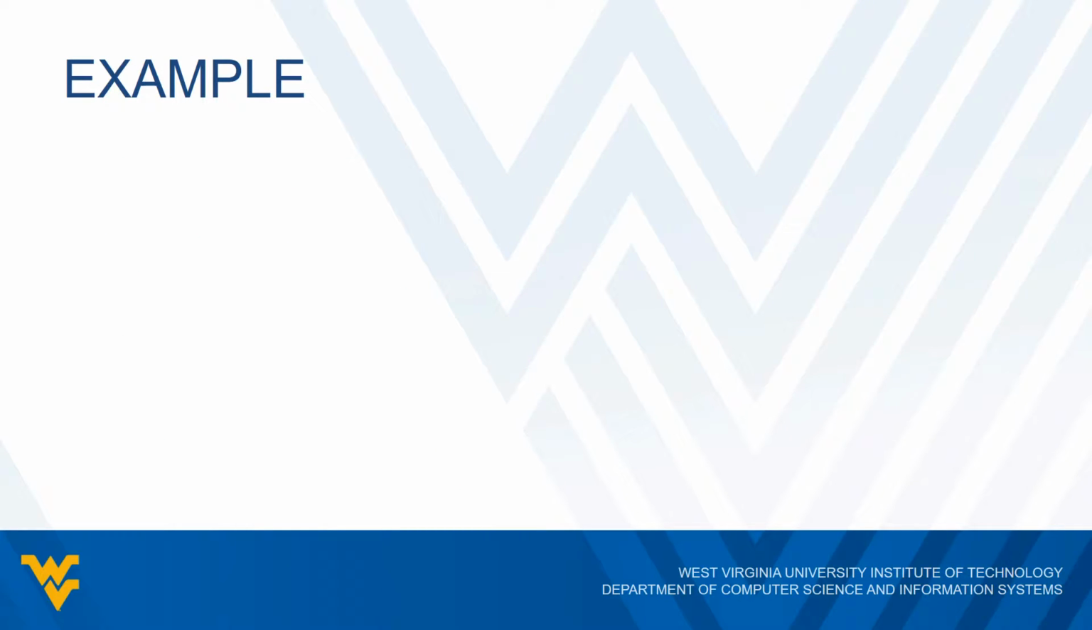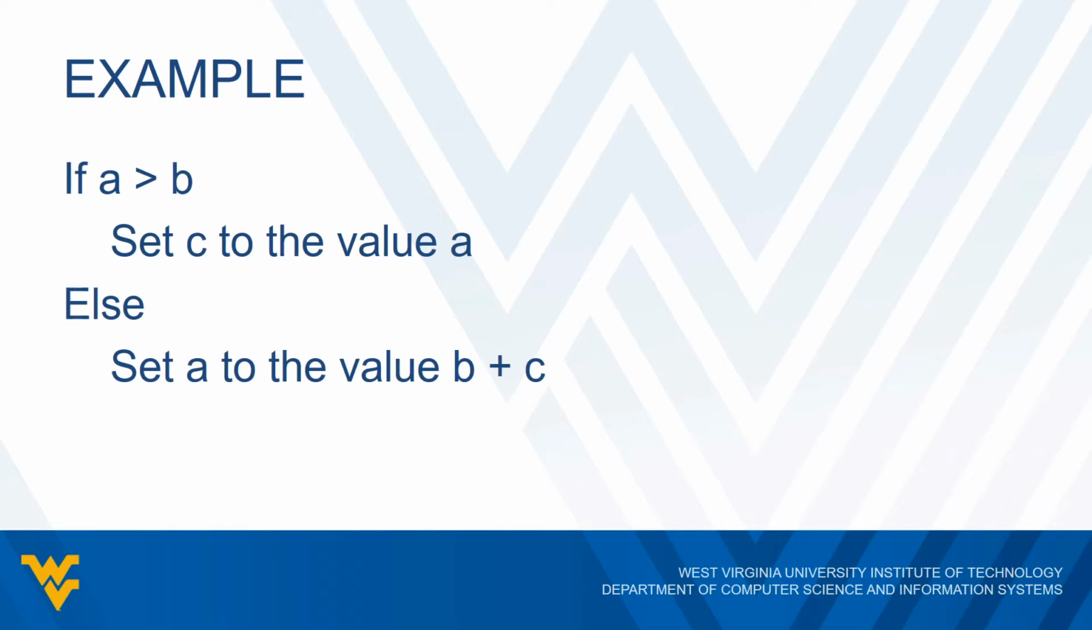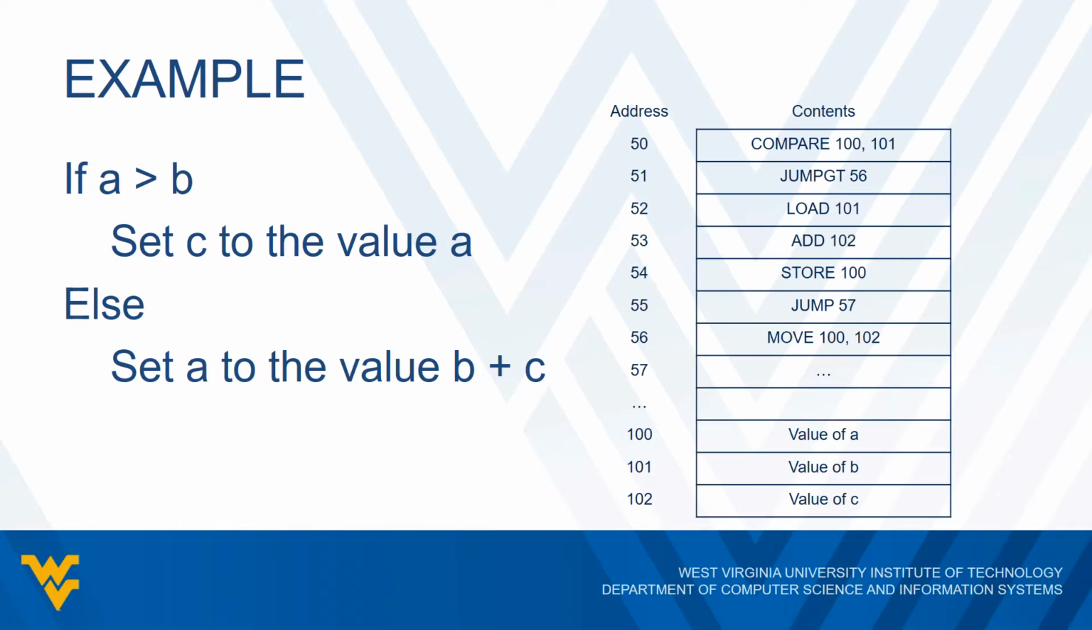So let's give an example of a high-level instruction and see how it would be done at the low level. Let's say we have something like this. If A is greater than B, then we're going to set C to the value of A. Otherwise, we're going to set A to the value of B plus C. So here is an example of how this could be laid out in our memory. Now, the address numbers are just kind of arbitrary. They may not be the actual addresses that we would use if we ran these instructions, but we're just going to go with it anyway. So we would start with the instruction at address 50, and then we'll run the instruction that's in there.